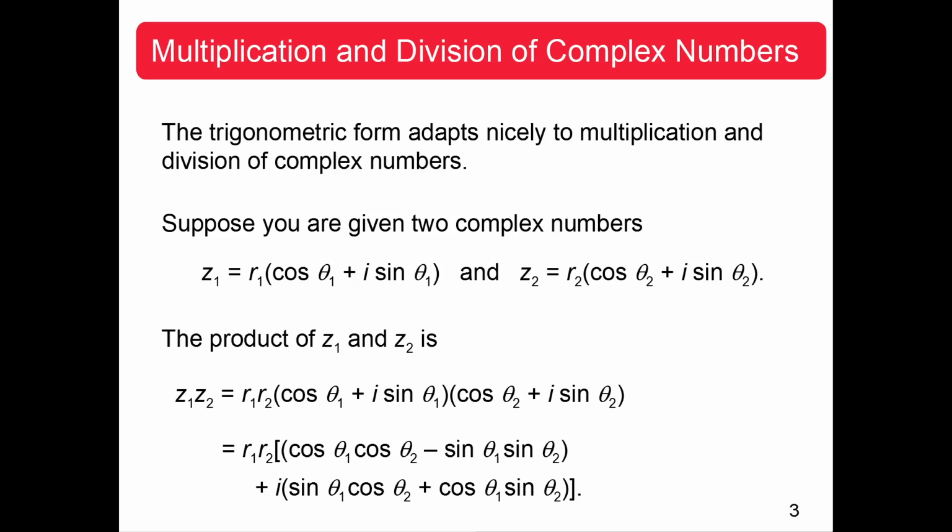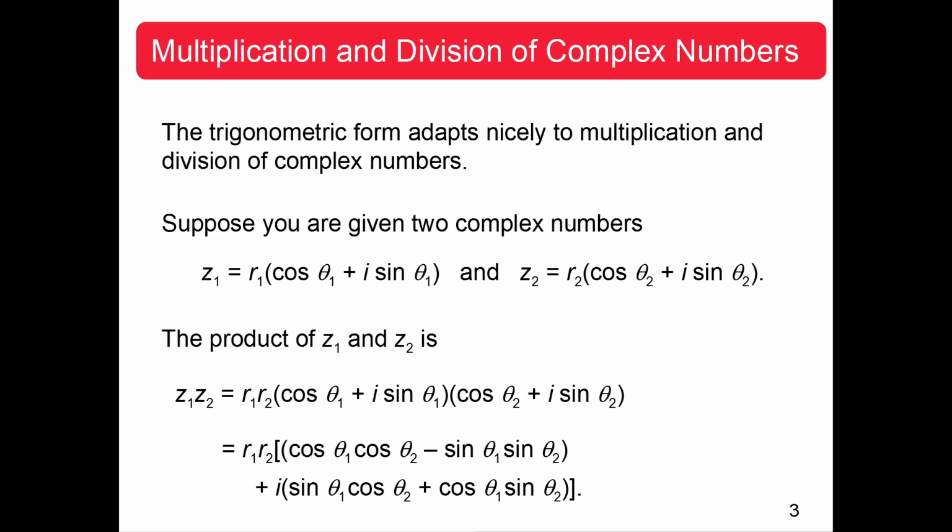When it comes to dealing with multiplication and division of complex numbers in trigonometric form, we're going to go ahead and give ourselves two arbitrary ones to start with. So we have z sub 1 is r sub 1 times the quantity cosine theta sub 1 plus i sine of theta sub 1. So that's just our first complex number. z sub 2 does the same thing, just change all the subscripts to 2.